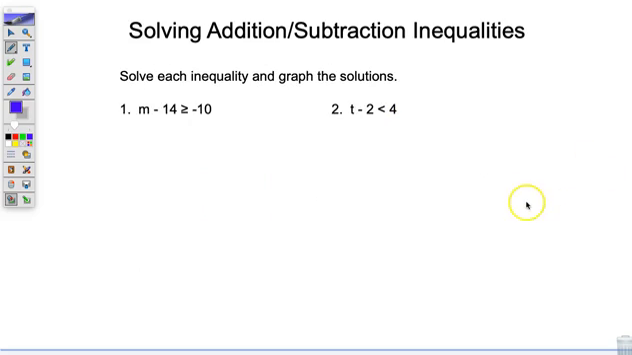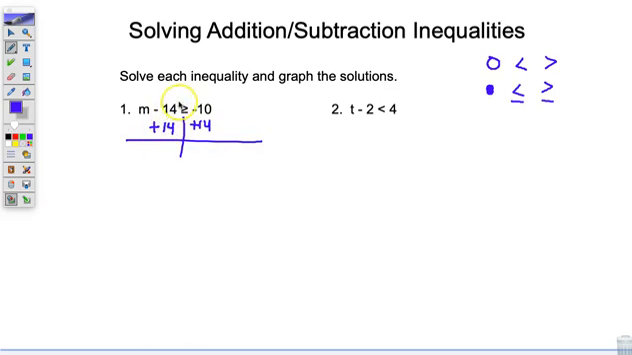Okay, let's go on then and do some sample problems. Just as a reminder, you will use an open circle when it's less than or greater than, and you will use a closed circle if it's less than or equal to or greater than or equal to. And that is just for your graphs. Okay, so in this first example, we are subtracting 14 from m. So let's do the opposite. Let's add 14 to both sides.